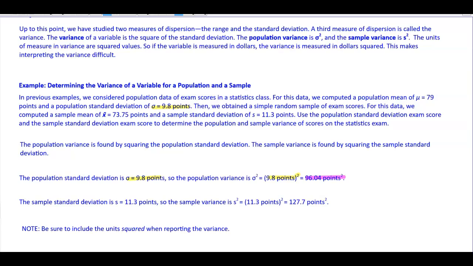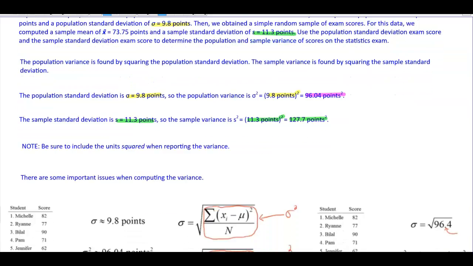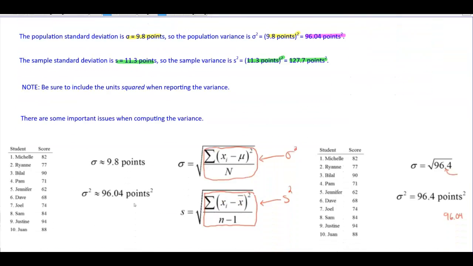Next, we have the sample. The sample standard deviation from our problem was 11.3 points. So we know s is 11.3. If we want to find the sample variance, we take that standard deviation and square it. When we square it, we get 127.7 points squared. Note here, it says be sure to include the units squared when reporting the variance.